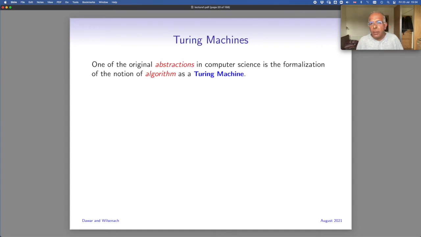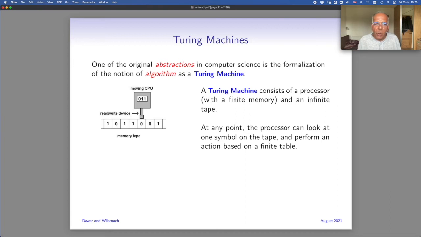Now, in computer science, we often describe algorithms as Turing machines. And Turing machines are sort of one of the original abstractions in the subject. I'm sure you're all familiar with what a Turing machine is. Here's a very quick description. We think of it as a processor with finite memory and an infinite tape. And at any point, the processor can only look at one symbol on the tape. And based on its finite memory and the symbol it reads, it performs a transition, moves the tape head left or right, and changes its internal state.